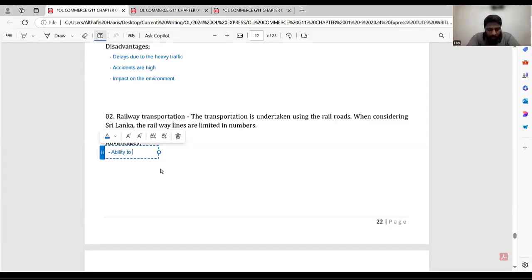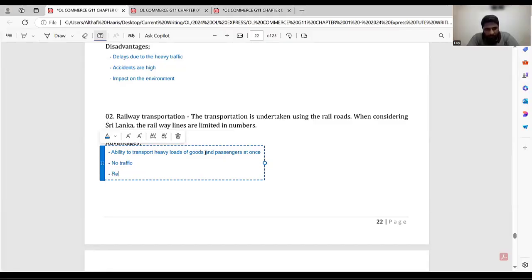Ability to transport heavy loads of goods and passengers at once. No traffic. Relatively cheaper than air.